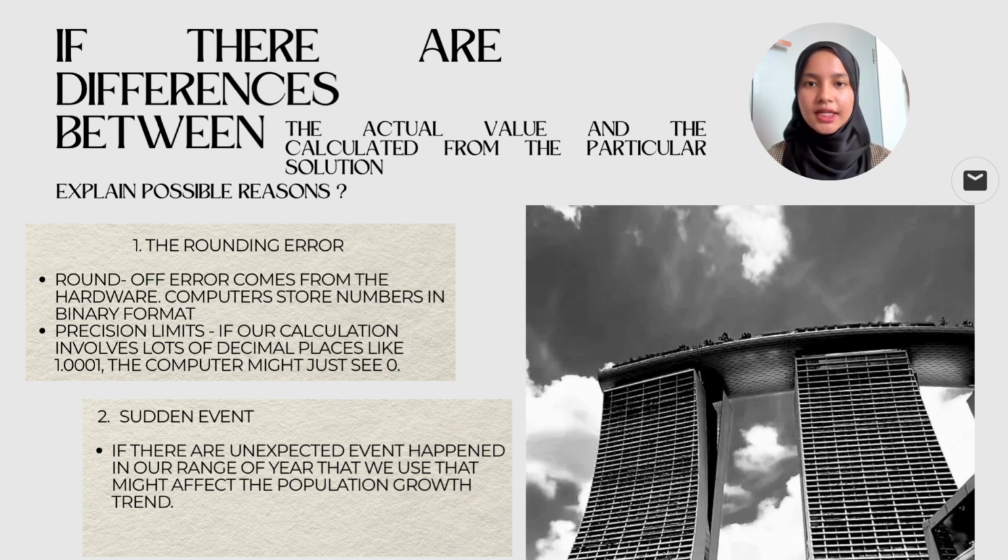Second of all is sudden events. If there are any unexpected events that happen during that range of years that we choose, it might affect the population growth and also affect the particular solution.